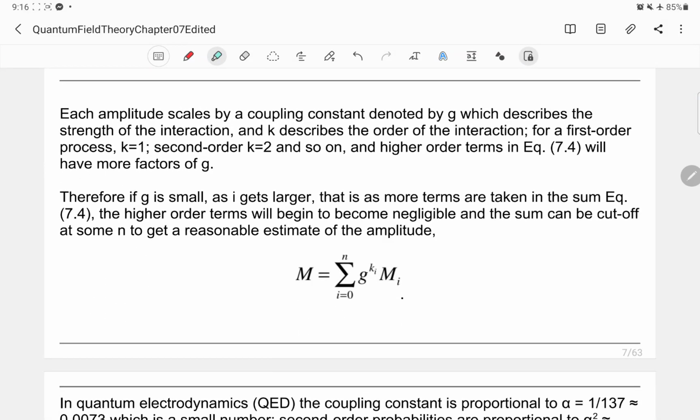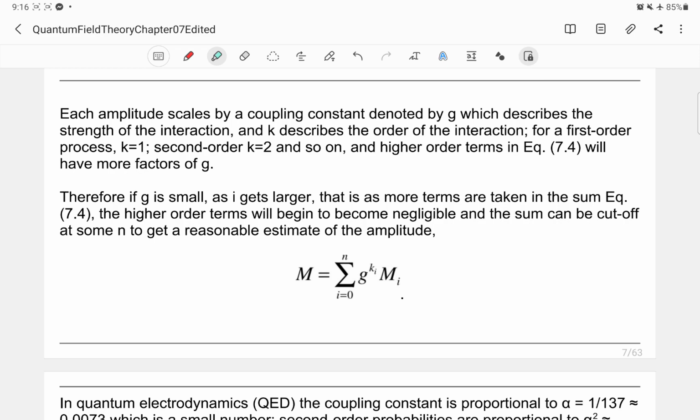Each amplitude scales by a coupling constant denoted by g, and this is increasing as the order of interaction is also increasing. So for first order, you have k equals 1, and for the second order, you have k equals 2, and so on. So you will have more factors of g for higher orders.